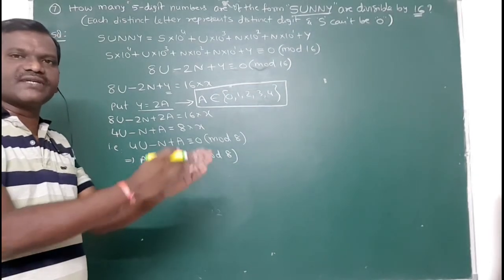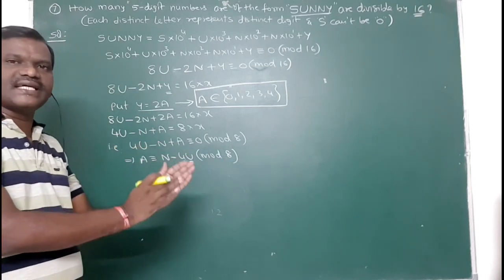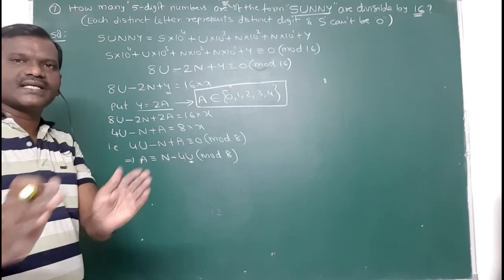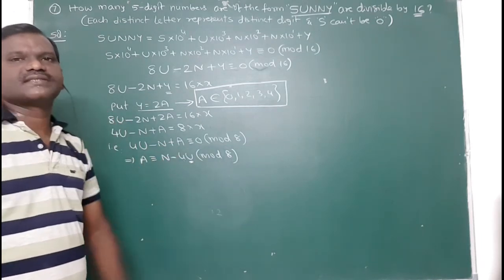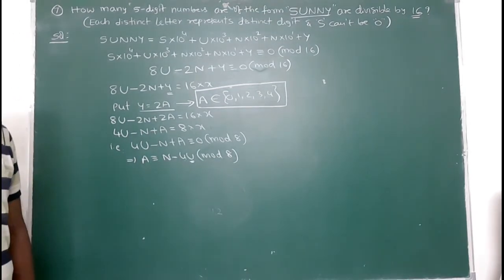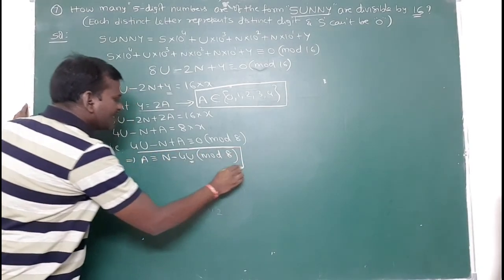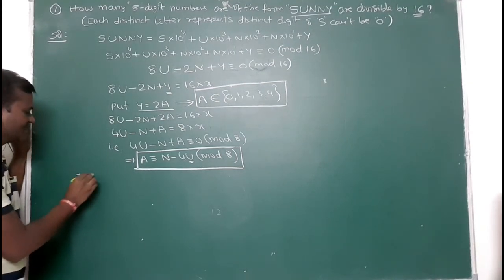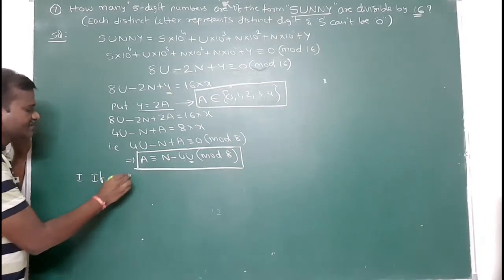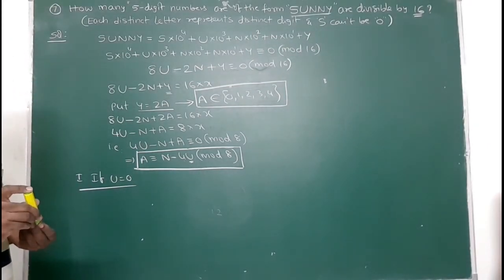How many possibilities are there if u is equal to 0? If u is an even number, how many possibilities are there? If u is odd, how many possibilities are there? I will count them out, and the total sum is the required answer. So this is our final equation here. Based on this only, we will solve this question. First case, if u equal to 0. Second, u is even, and third, u is odd. 3 cases I will do here to solve this question.